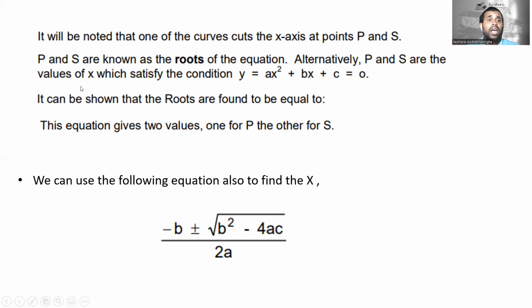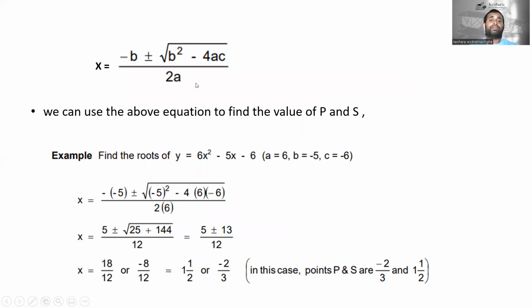Alternately, P and S are the values of x which satisfy the condition y equal ax squared plus bx plus c equals 0. It can be shown that the roots are equal to the following. This equation gives two values, one for P and the other for S. So we can use the following equation to find x: x equals minus b plus or minus the square root of b squared minus 4ac, divided by 2a. We can use this equation to find the values of P and S.